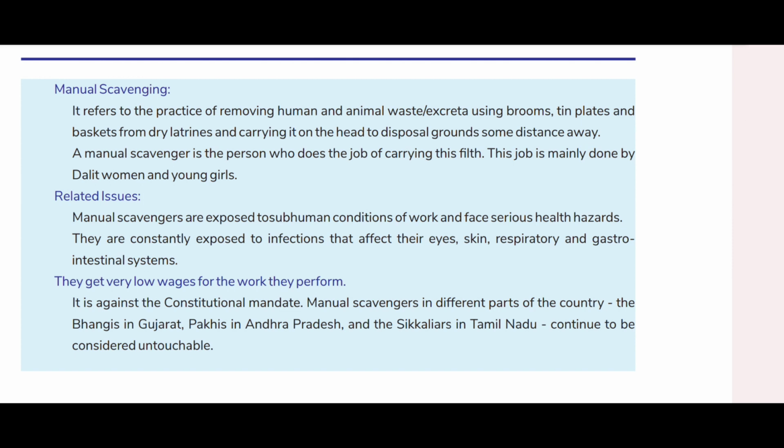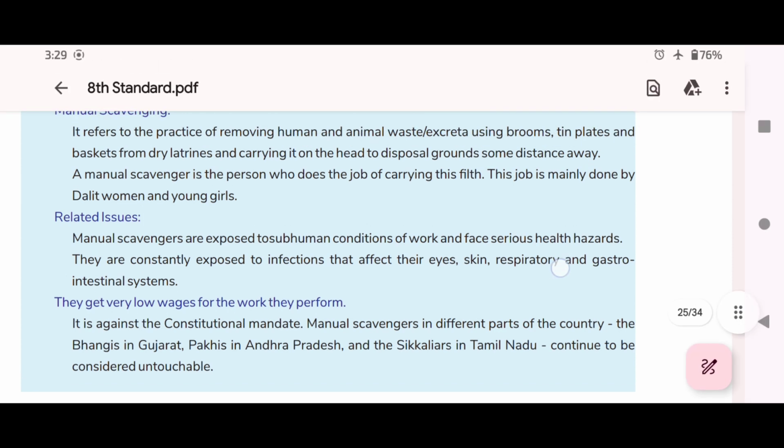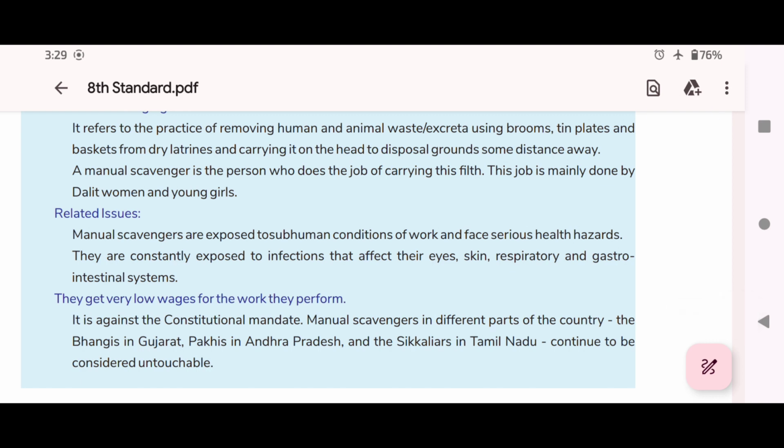What is manual scavenging? It refers to the practice of removing human and animal waste excreta using brooms, tin plates, and baskets from dry latrines and carrying it on the head to disposal grounds some distance away. A manual scavenger is the person who does the job of carrying the filth. This job is mainly done by Dalit women and young girls.